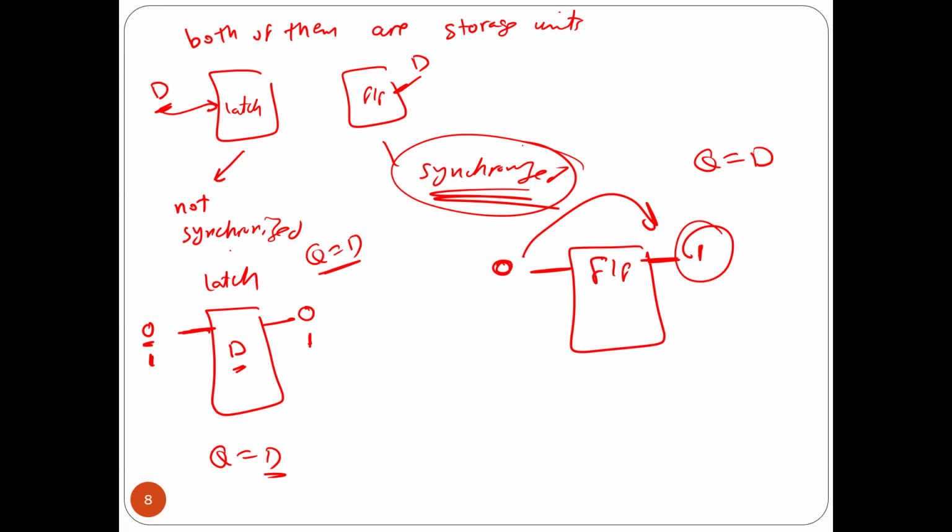That's why when you apply a 0, it may take some time until you see 1 here. Okay, when the time comes. Okay, what do you mean by specific time? Can you give me details?